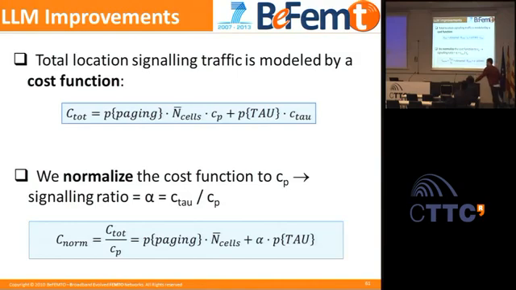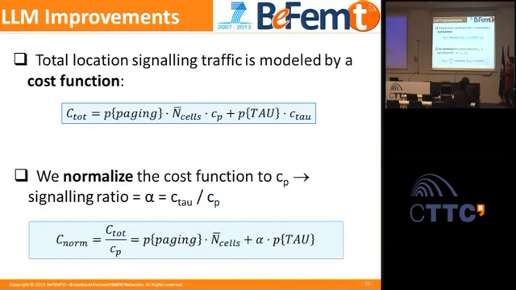Now, we said before that the tracking area update was a very expensive, or a very painful, procedure in terms of signaling and battery. And that's what we capture here with this signaling ratio, right? What we want to do is normalize all this expression by dividing it by the cost of a single paging operation. This is difficult to estimate, but in the literature they assume that this alpha parameter is more or less around a value of 10. So a single tracking area update operation is 10 times more expensive in terms of signaling than a paging operation.